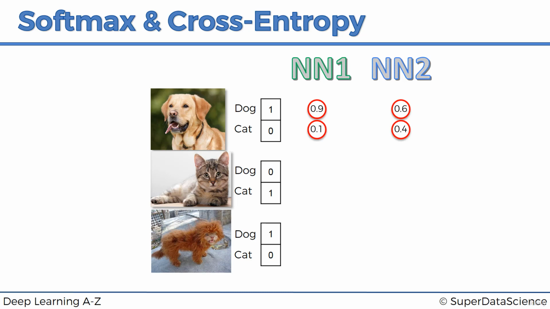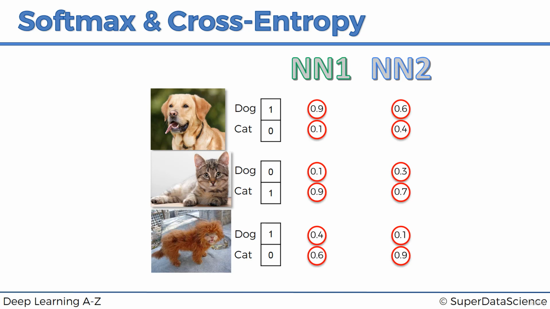In the first case, neural network 1 says 90% dog, 10% cat, correct. Neural network 2 says 60% dog, 40% cat, still correct, worse, but correct. Second image, first neural network, 10% dog, 90% cat, correct. Neural network 2, 30% dog, 70% cat, worse, but still correct. And then finally, in image 3, neural network 1 says 40% dog, 60% cat, incorrect. Neural network 2, 10% dog, 90% cat, incorrect, and worse.